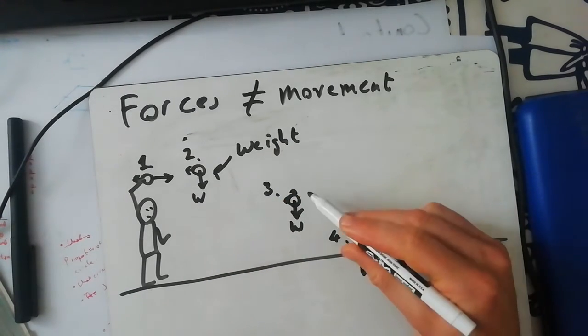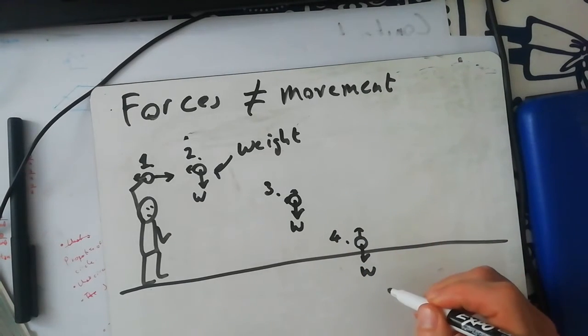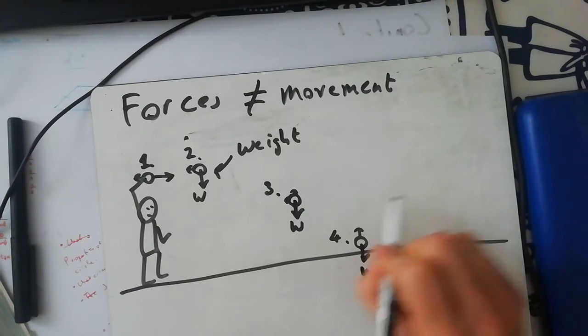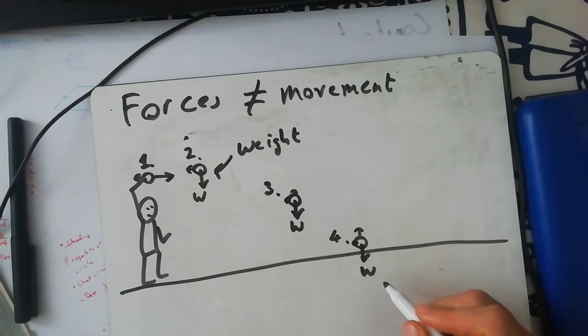Weight remains the same. Now, because this has been accelerating this whole time, its downward air resistance is going to be higher again. And it's hardly even moving in this direction at all by the time it hits here. So there's only a tiny, tiny amount of air resistance there.